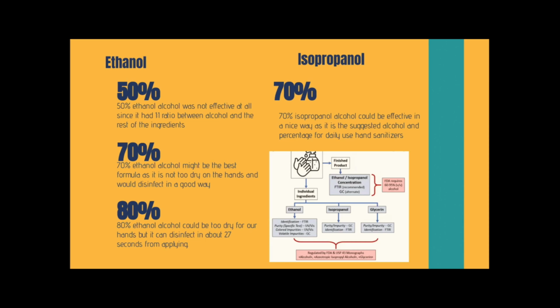70% ethanol alcohol can be the best, and the formula was not too dry on the hands and it would disinfect in a good way, but it did not help as much as we need during this pandemic. 80% alcohol. 80% alcohol could be too dry for some people, but we found that it disinfected in 27 seconds from applying, which was really good during this pandemic.